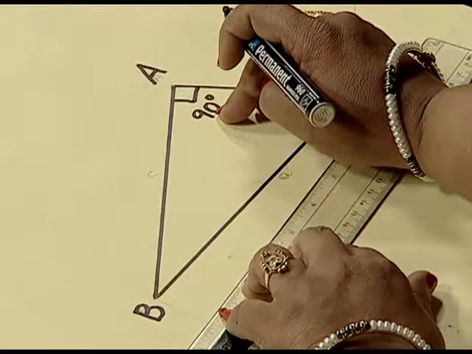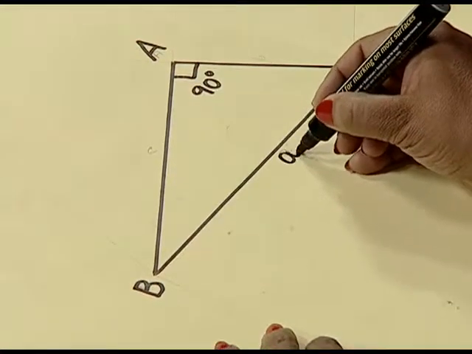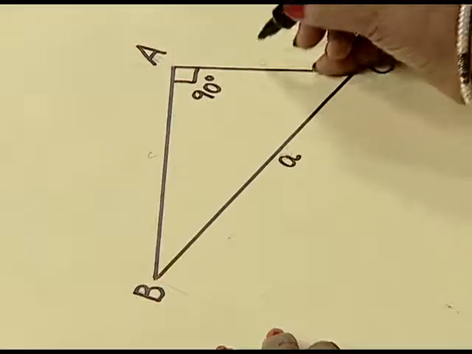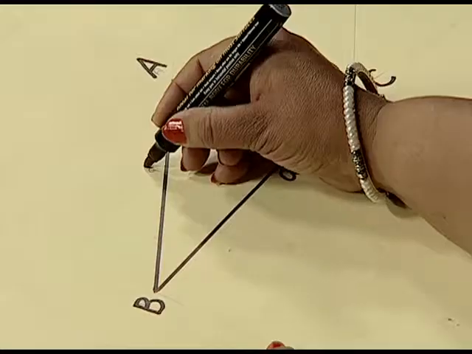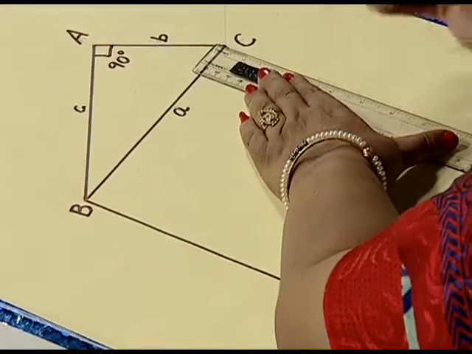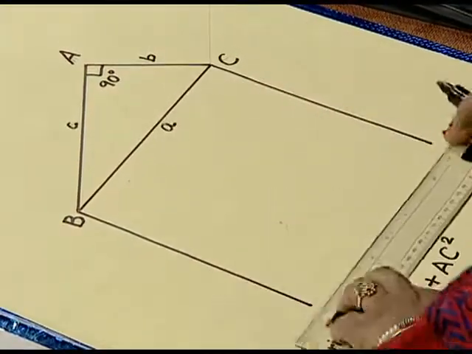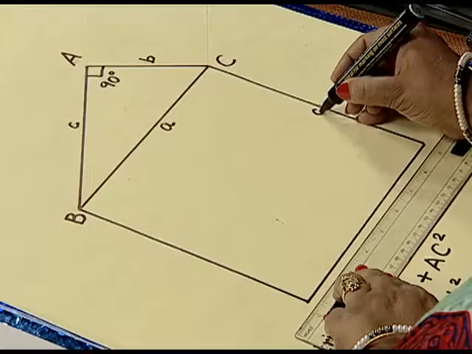Now, to verify our theorem, we need squares on the sides of the triangle ABC. We denote the side opposite to angle A as small a, the side opposite to angle B as small b, and the side opposite to angle C as small c. Now, in order to verify our result, we need squares on the sides, starting along BC of length a. So, we construct this square and you can see here that this square is of area a square.